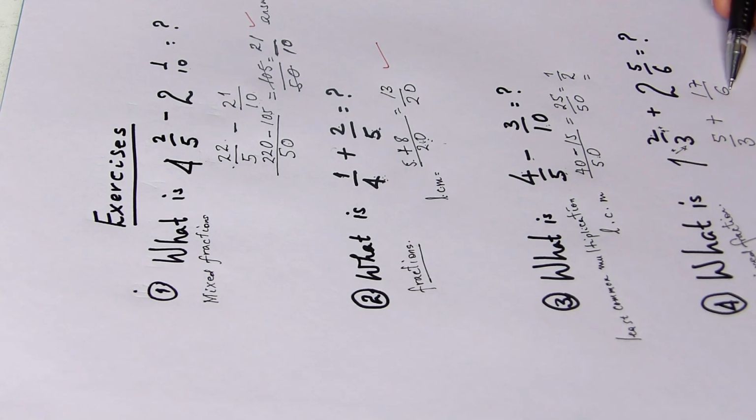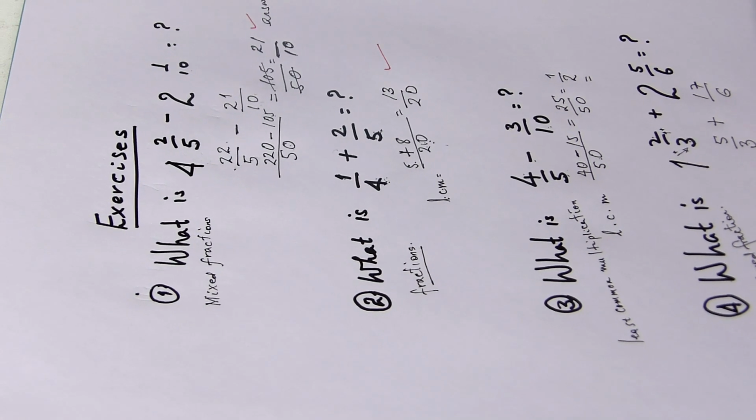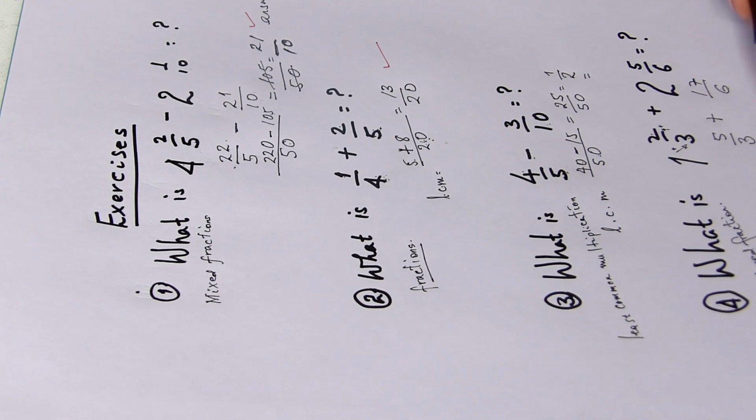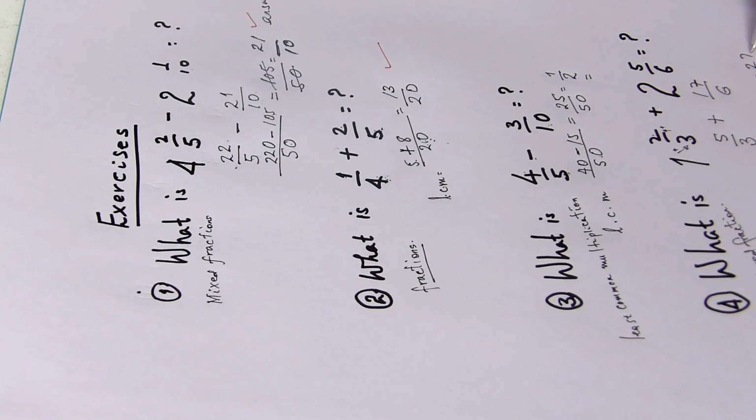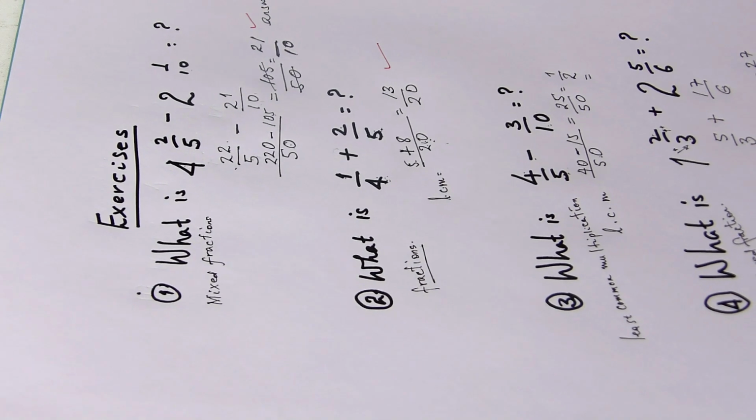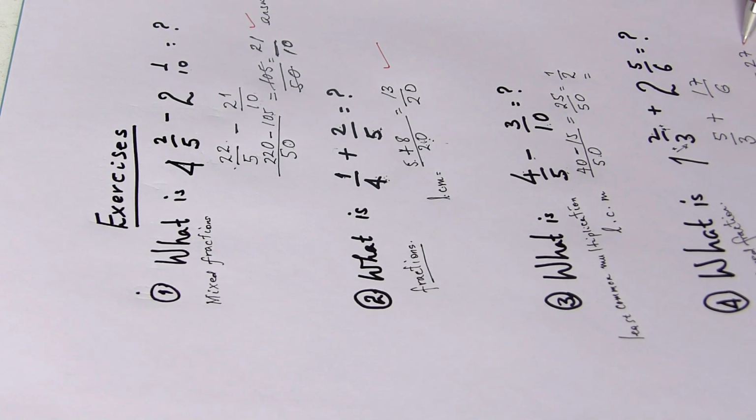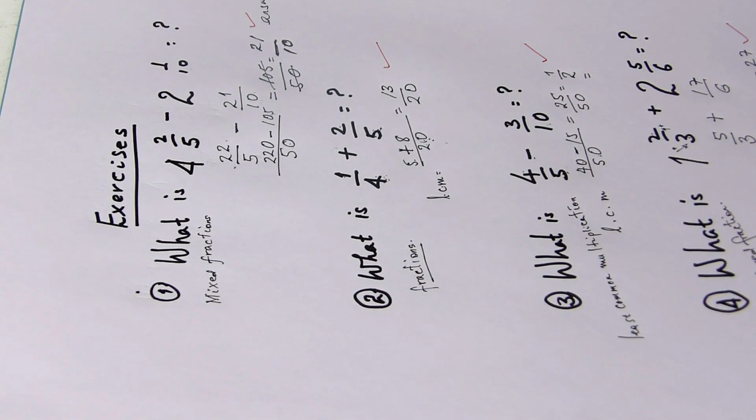Now again, the LCM is 6. 6 divided by 3 is 2. 2 times 1 is 2, plus 6 divided by 6 is 1. 1 times 17 is 17, which gives 19 over 6. This is in a simplified form. So the answer is 19 over 6. Thank you so much.